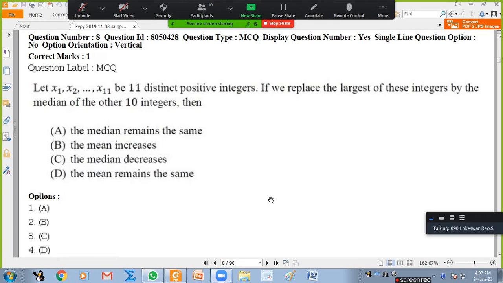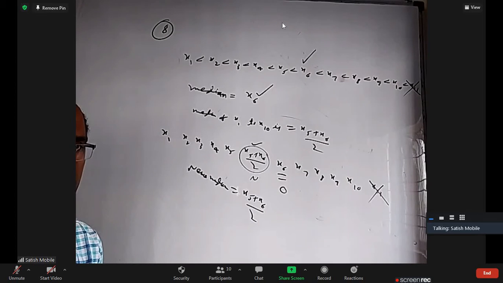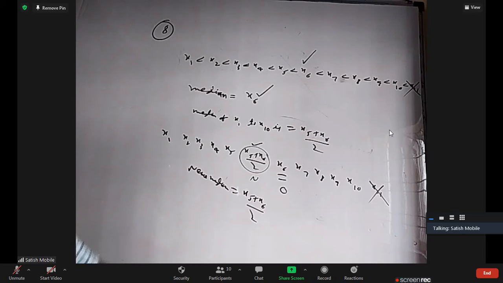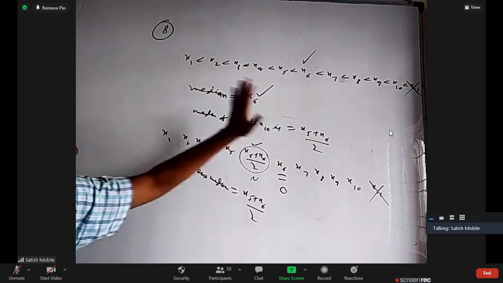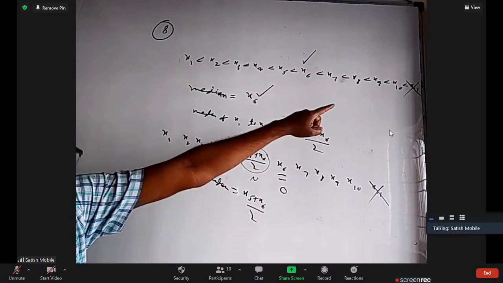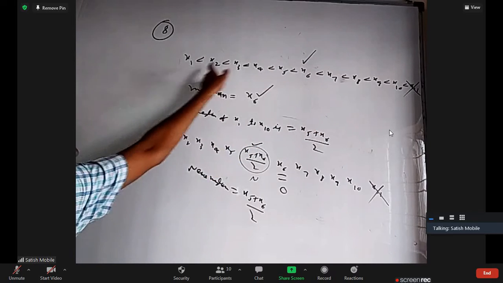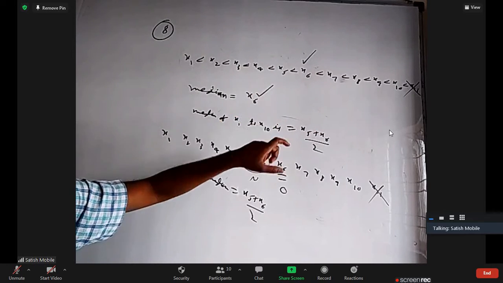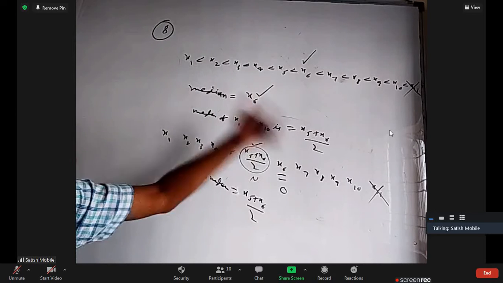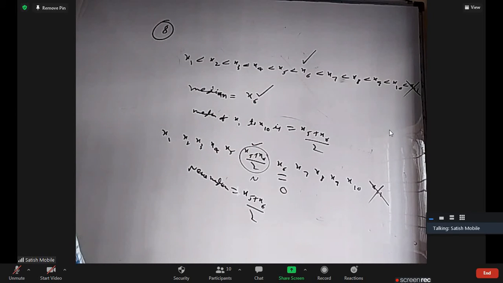Sir, why did you add x5 plus x6 by 2? For 10 numbers, what is the median? That's why I wrote it. No, they did not say that. What they said is 11 numbers have a median. Now remove the biggest number. Find the median of the rest of the 10 numbers. That median of the rest of the 10 numbers is considered as the 11th number in the data. Now if you put that, what is the new median of the fresh data?